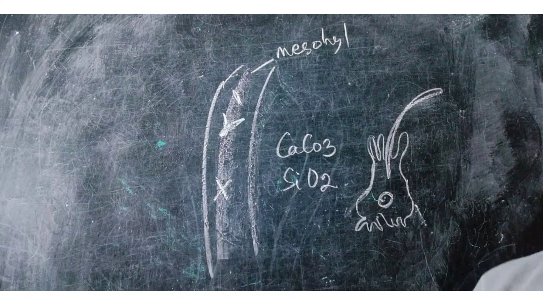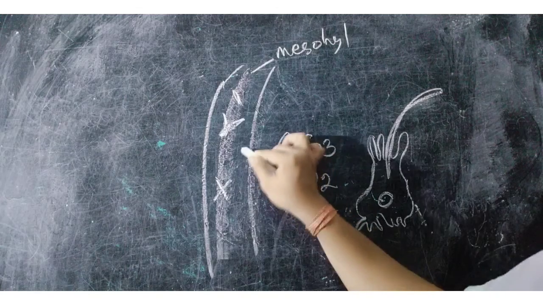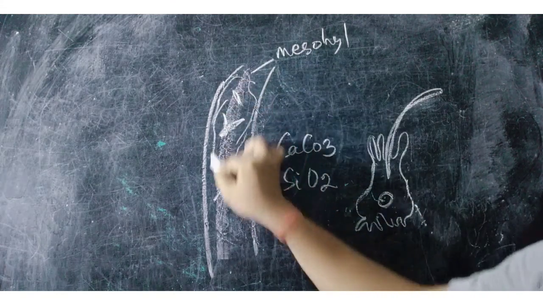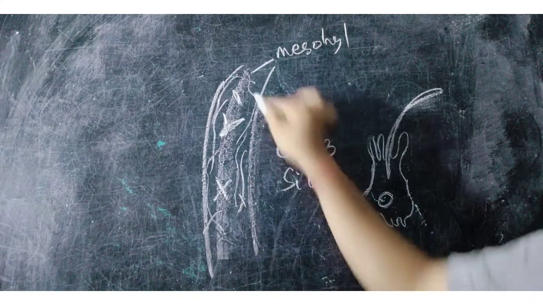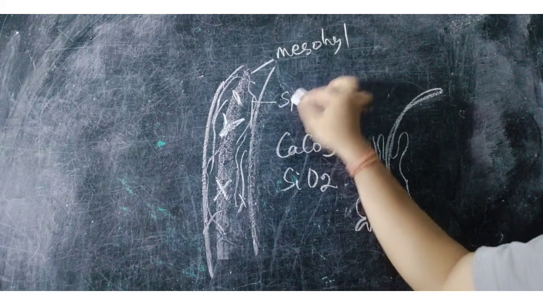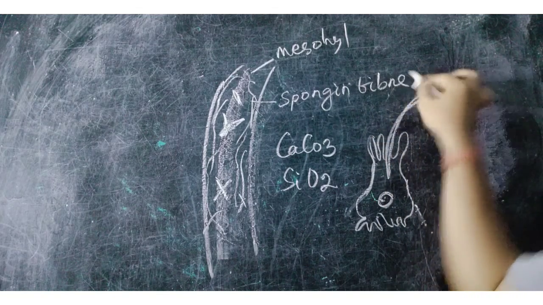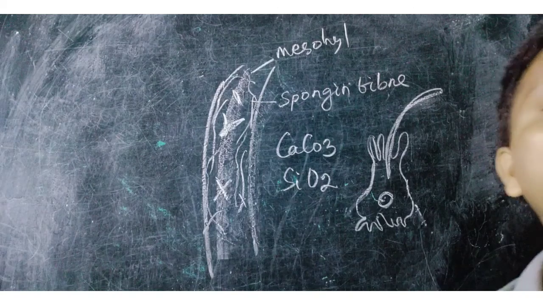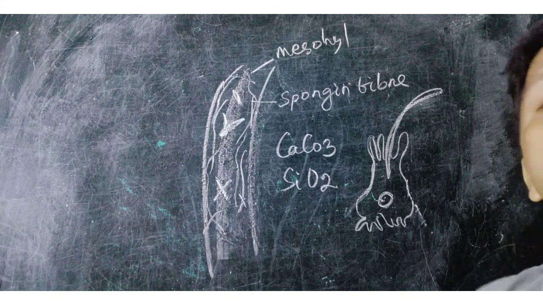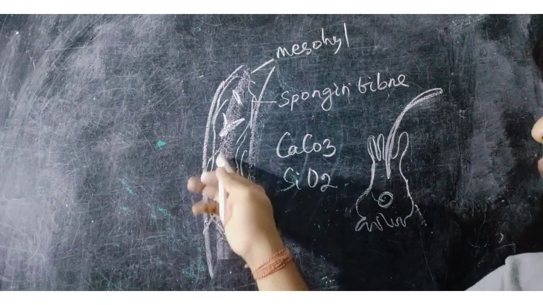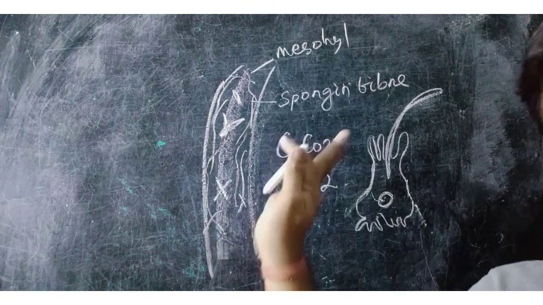Around these spicules, some thread-like structures are found. These thread-like structures are called spongin fiber. This spongin fiber makes an inner core material which maintains the shape of the body. The endoskeleton is made of both spicule and spongin fiber.